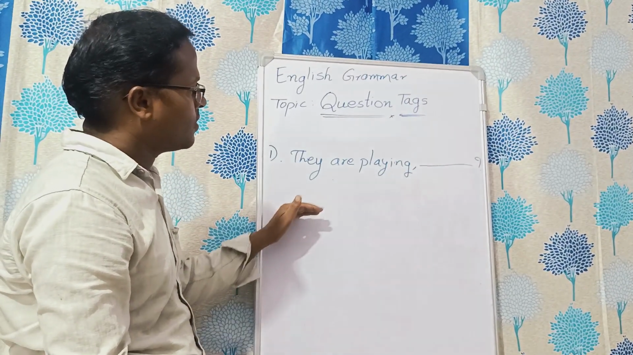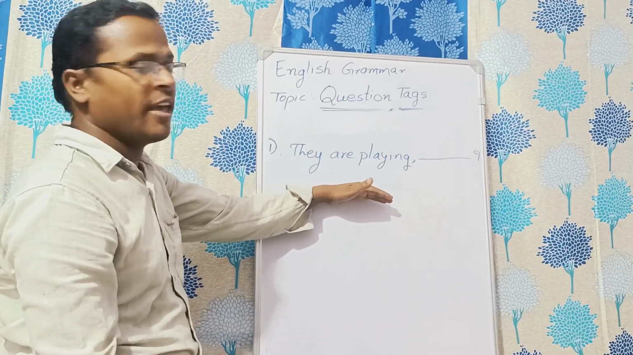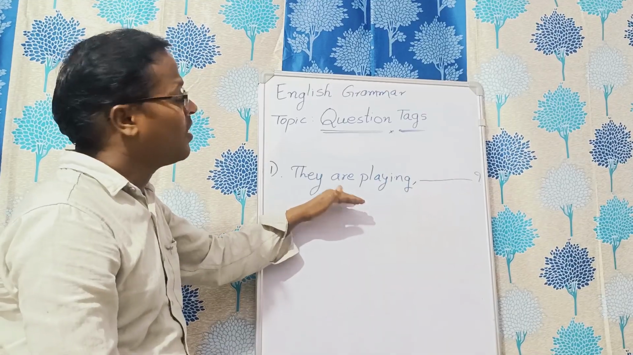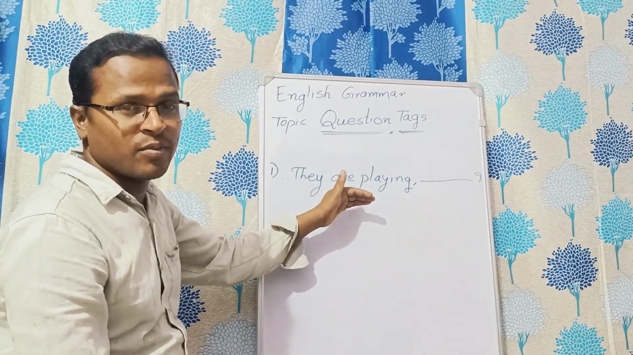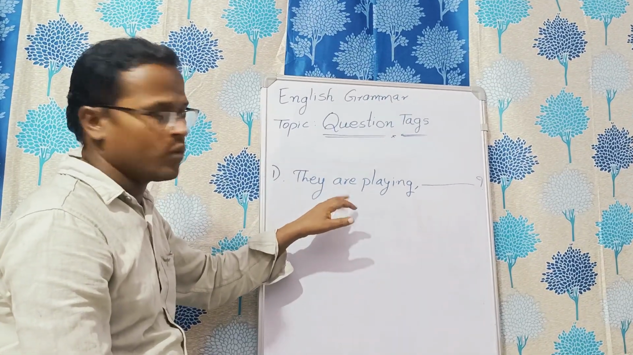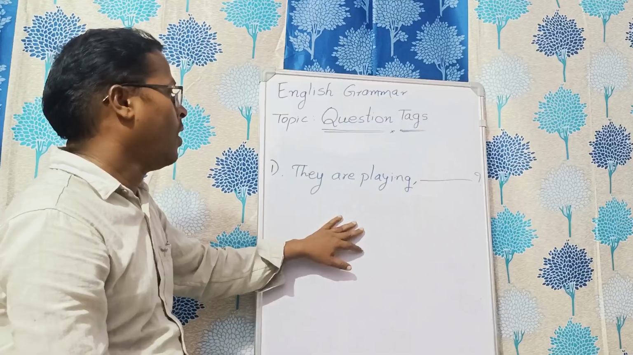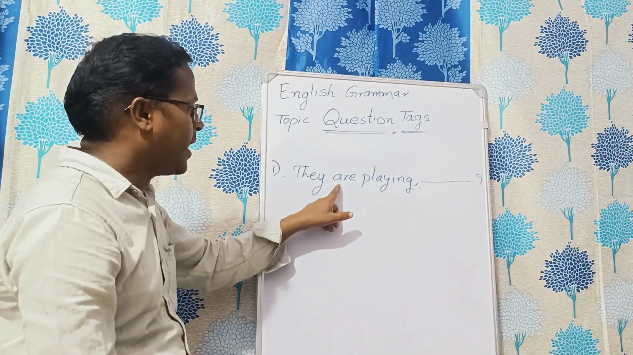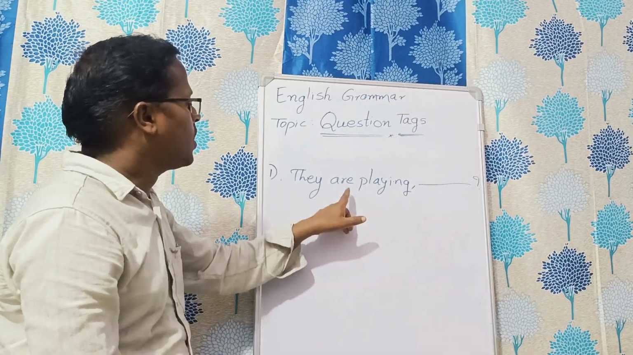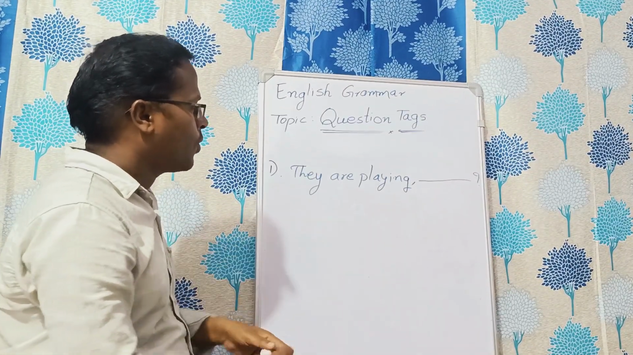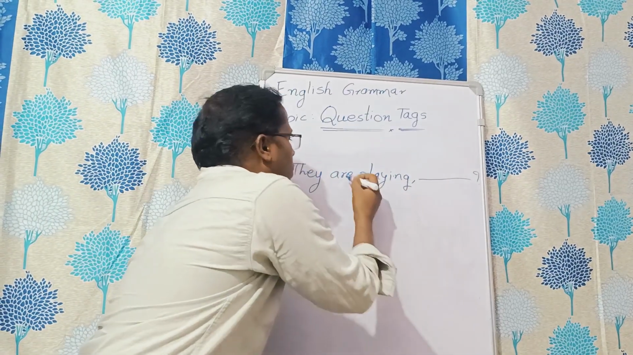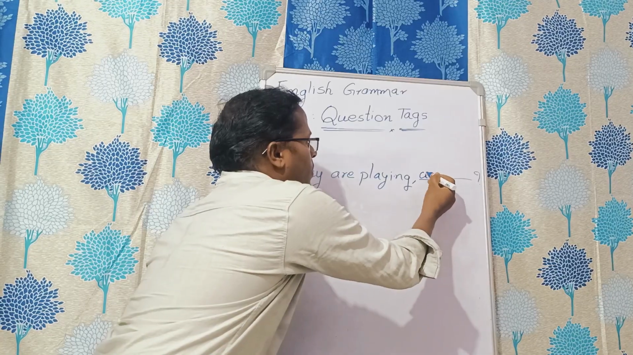So first thing, this is the question given in any exam. First you have to identify whether the sentence is positive or negative. Negative words are not there, so it is a positive sentence. The second thing is identifying the helping verb. Just now I wrote on the board, "are" is the helping verb. We have to copy the same helping verb, "are."